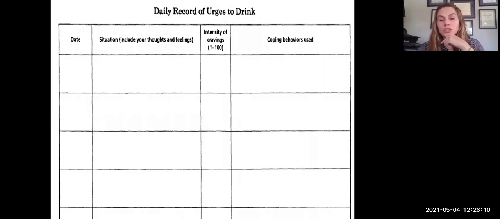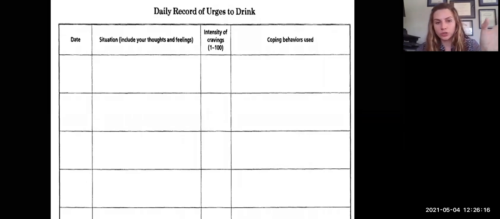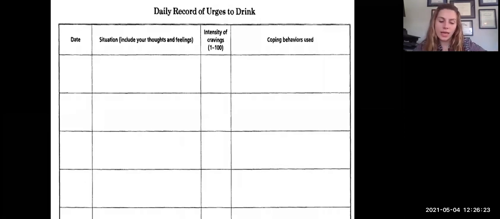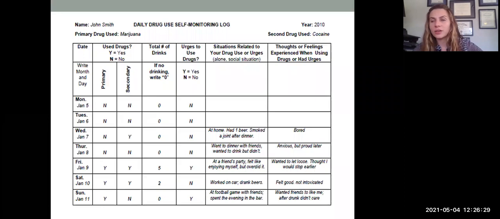So the first place to start is by logging. We have to understand what are the thoughts that are happening for the person. So they have a triggering situation, and you want them to write down what it was. What was the urge or the craving, and put that on a scale so that we can start to measure what's worse and what's better. And then how did they work with that?